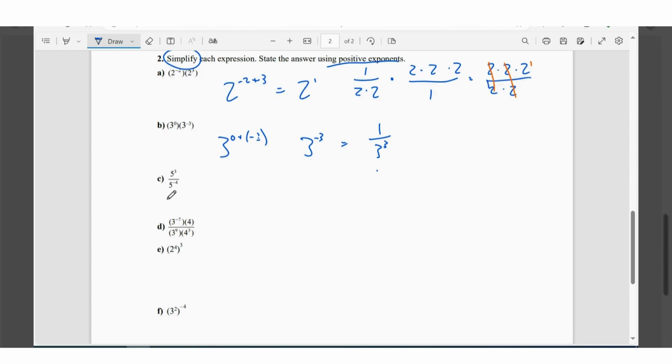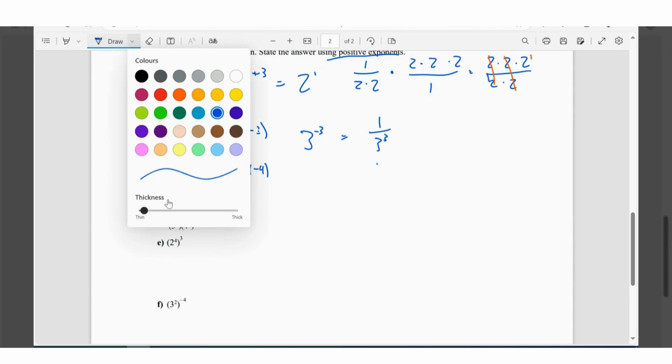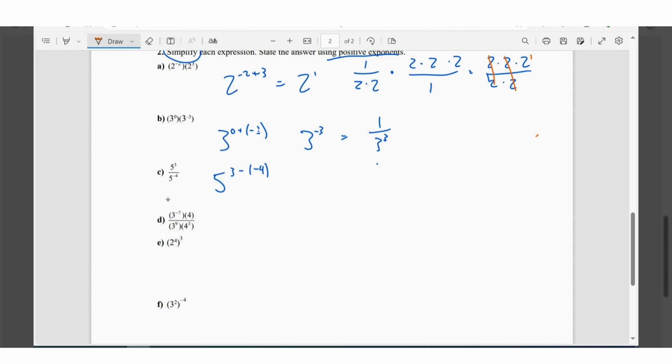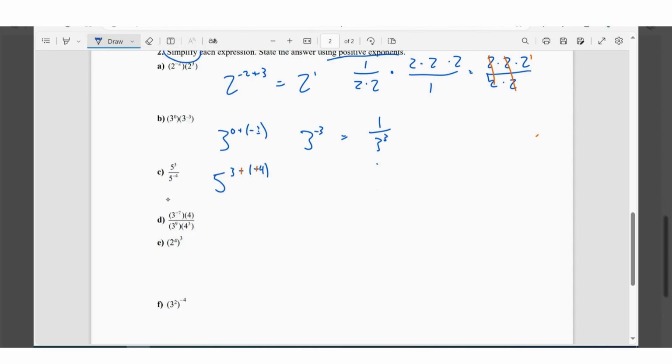The next one, we have the same base, and it's being divided. So now is when we minus. So we go 5 to the 3 minus negative 4. So if you recall, when we minus a negative number, it's like adding a positive. And so we have 5 to the 3 plus 4, so 5 to the 7.